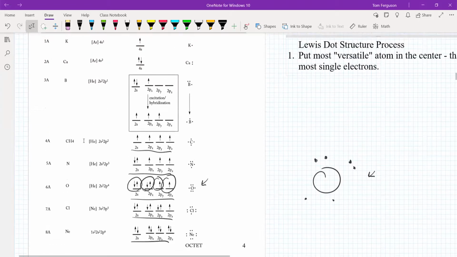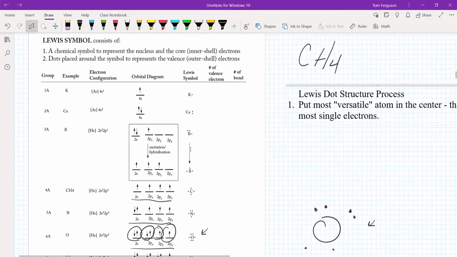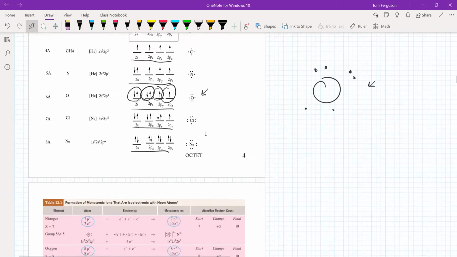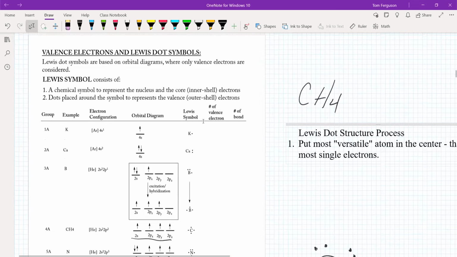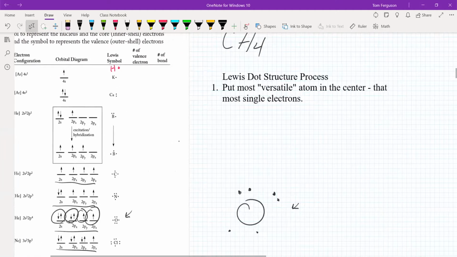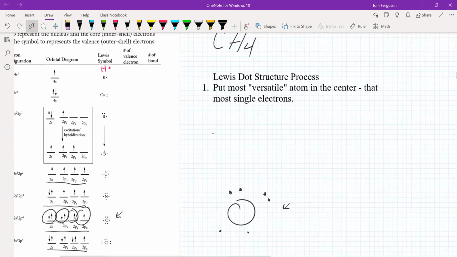Where's carbon? Here is carbon. Carbon has 4 singletons. Hydrogen has 1. So in the case of CH4, we're going to put carbon in the middle because it has 4 singletons. Hydrogen has 1.